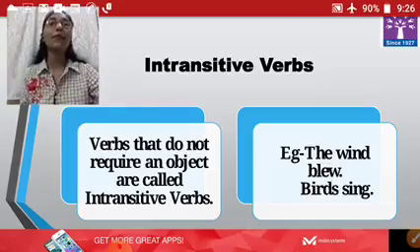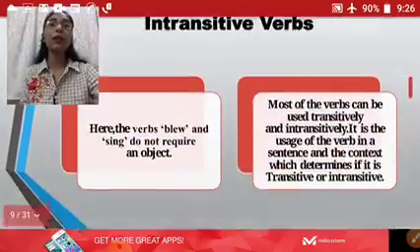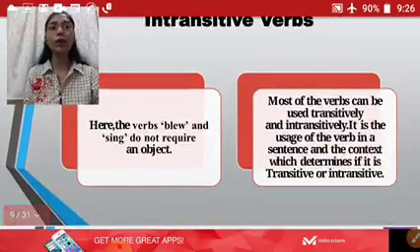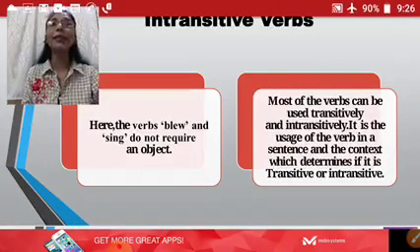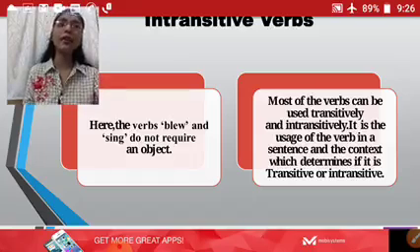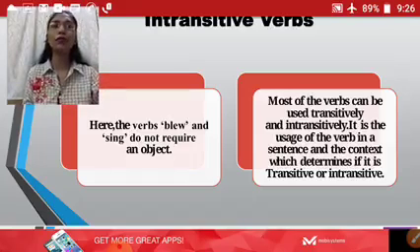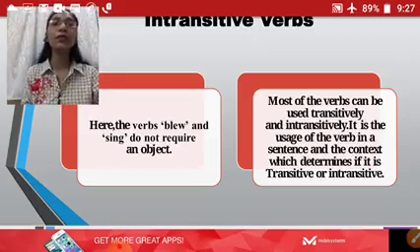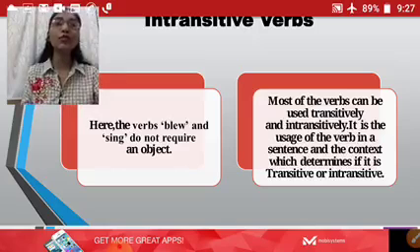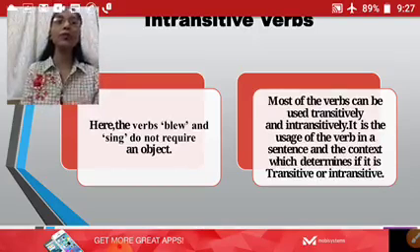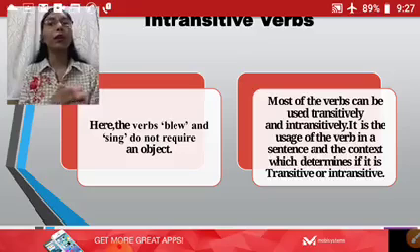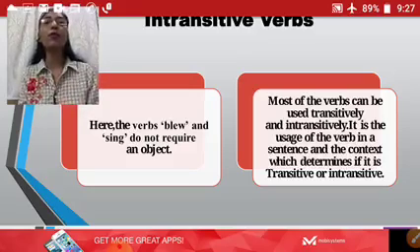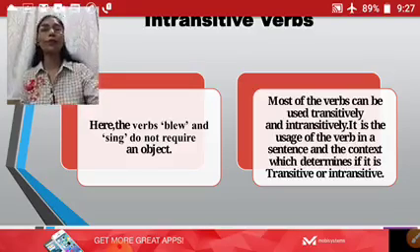In both the sentences, the verbs blew and sing do not require an object, and hence such verbs are considered as intransitive verbs. Most of the verbs can be used transitively and intransitively. It is the usage of the verb in a sentence and the context which determines if it is transitive or intransitive. So as per the usage of the verb in the sentence and as per the context, we can define whether it is a transitive verb or intransitive verb. Right, children?